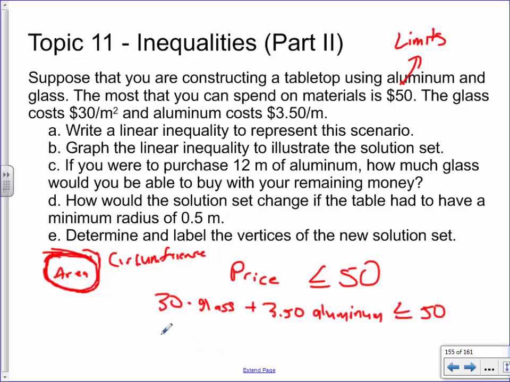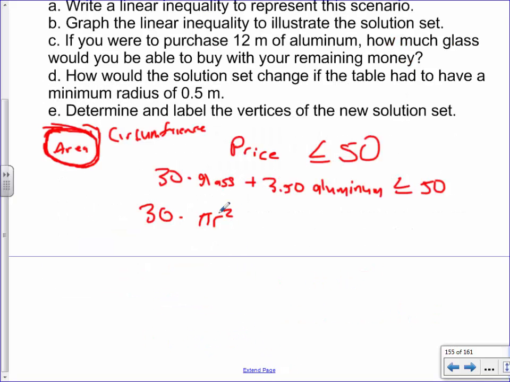Good, pi r squared. What we could then say is that this is 30 times pi r squared. Oops, I should do that properly. 30 times pi r squared. That's the formula for how much glass I would need. It would be 30 bucks times pi times the radius of my circle squared.